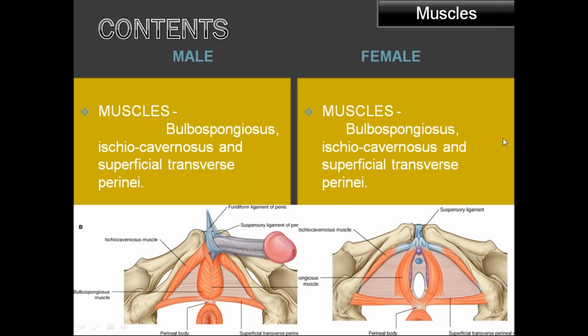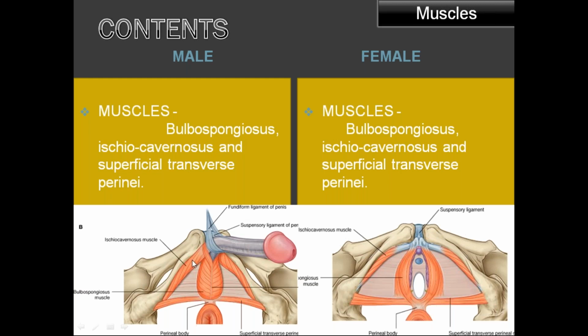In case of female, bulbospongiosus splits and encloses the vaginal and urethral orifice. So bulbospongiosus covering the bulb of the penis. Here it encloses or surrounds the vaginal and urethral orifice. And the third muscle is superficial transverse perineae. Here the superficial transverse perineae, here also same. So three muscles are situated in male and female superficial perineal pouches.